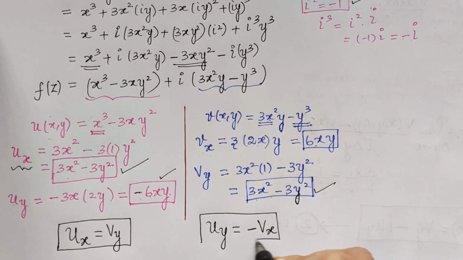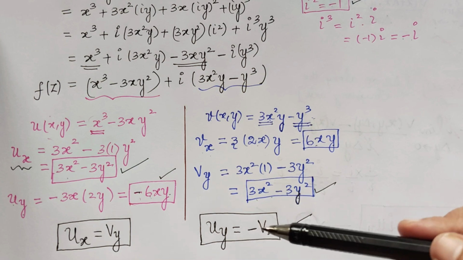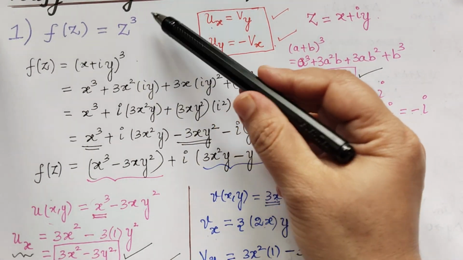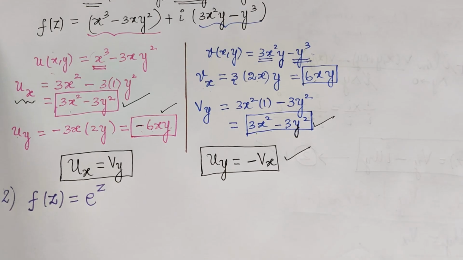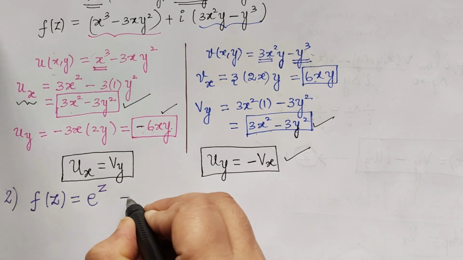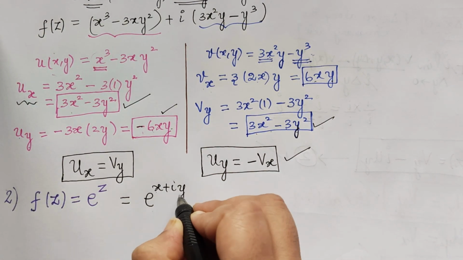So the second equation is also satisfied, and hence we have verified the Cauchy-Riemann equation for the given function f of z equal to z cube, which has satisfied those two equations. So here we have the second question, f of z equal to e power z, which is equal to e power x plus iy, as z is equal to x plus iy.